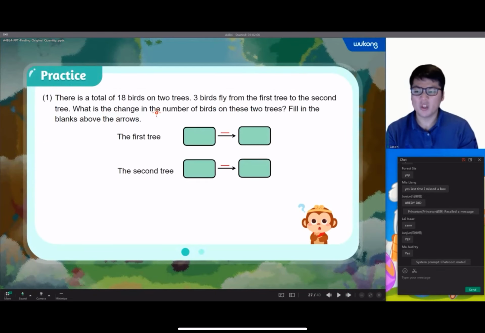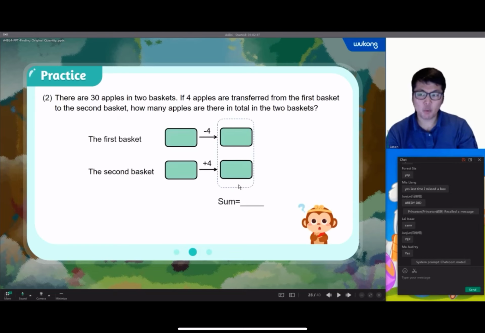So practice question. There is a total of 18 birds on 2 trees. 3 birds fly from the first tree to the second tree. Okay, so 3 birds go away. Bye-bye, 3 birds. So minus 3. And hello, 3 birds to the second tree. And now, what is the change in number of birds on these trees? This is what will happen. The first tree will lose 3 birds because they left the first tree. And here comes the second tree. And that's how you get it.